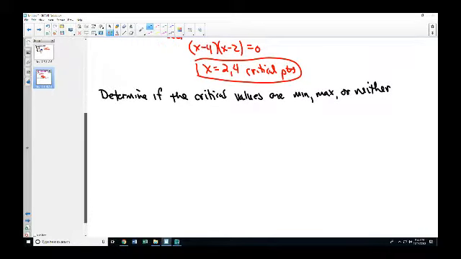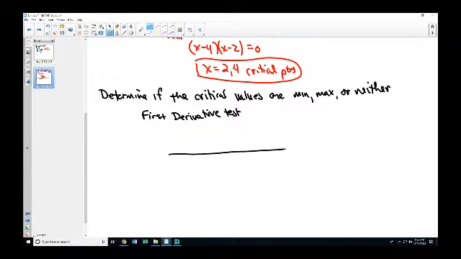So, this is called the first derivative test. And the best way I've found to illustrate it is to draw a number line with 2 and 4 on it.